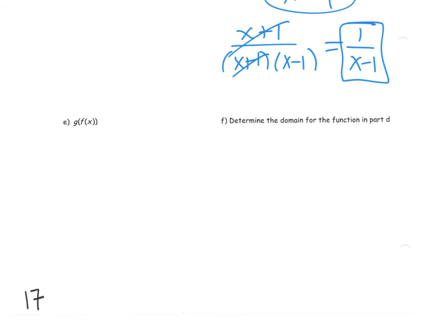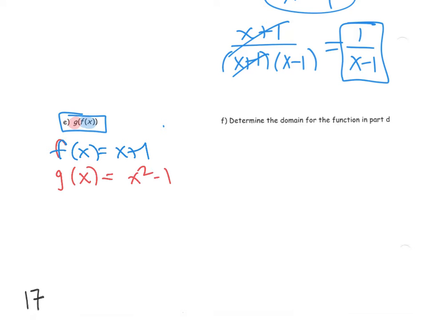For letter E, we represent this, guys, as a composition of functions. This reads g of f of x. So we are going to want to find out what is f of x first. Once we get that value for f of x, that becomes the new input for g. All right, so I'm just going to write down, we know, let's do this in blue, we know f of x is x plus 1, and then g of x is x squared minus 1.